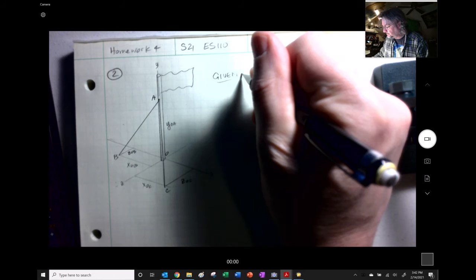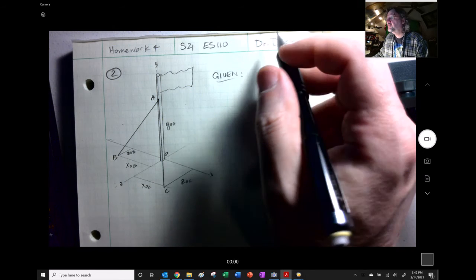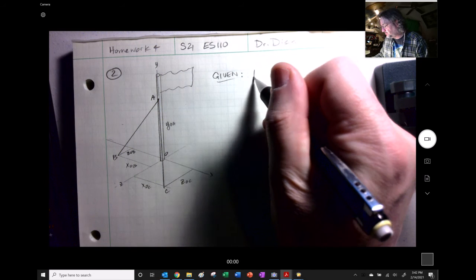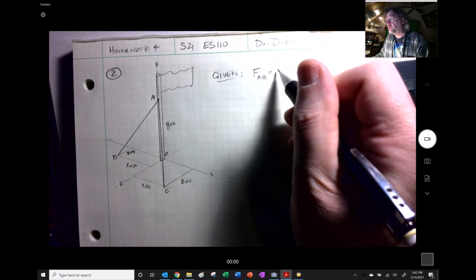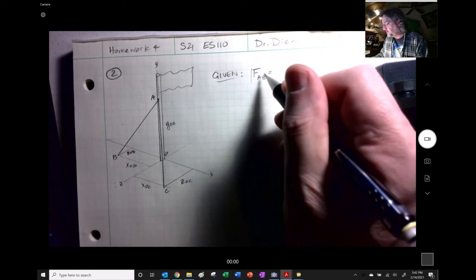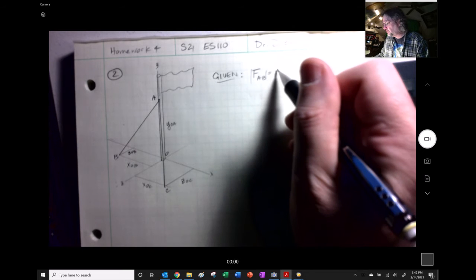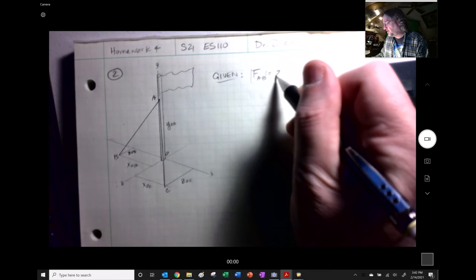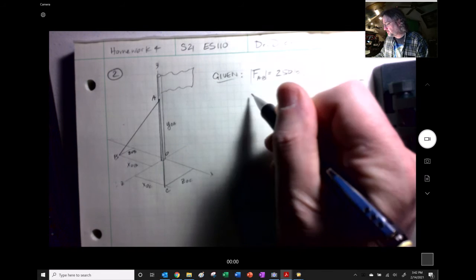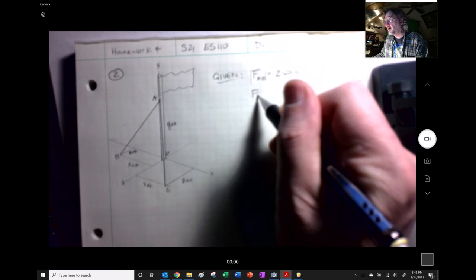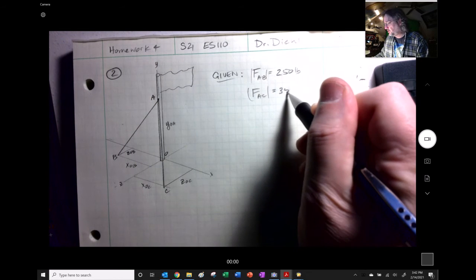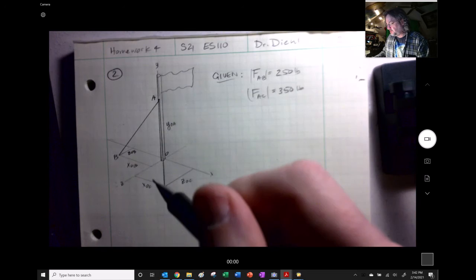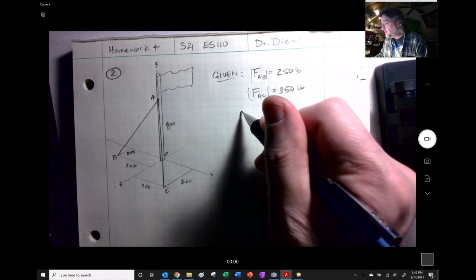Given, we know that the force in AB, so I'll go FAB, but I'm not going to make it a vector because I'm not going to show what direction it is. It's just the magnitude. That's going to be 250 pounds. And then in AC, it's going to be 350 pounds. That's the tension in that cable, and then in that cable.